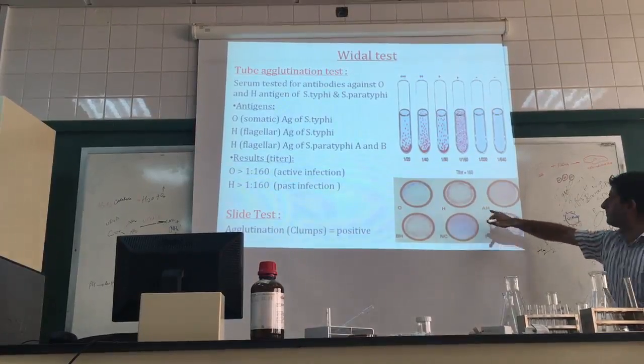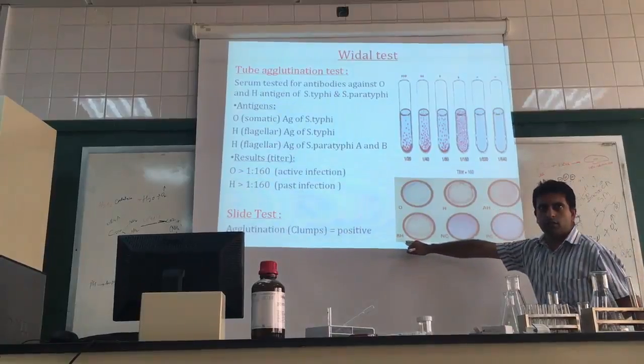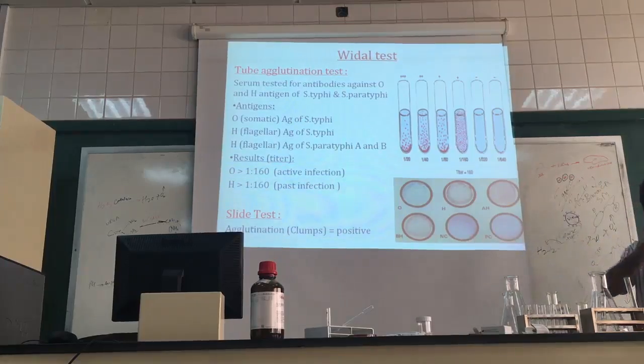So this is the paratyphi A H. This is the paratyphi B. This is the negative control. This is the positive control.